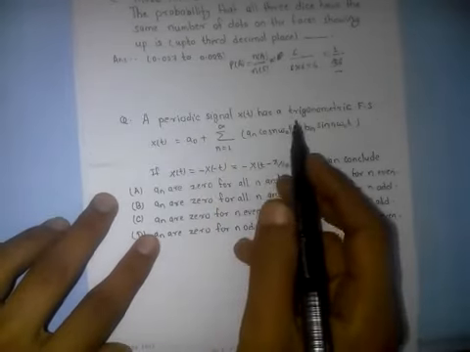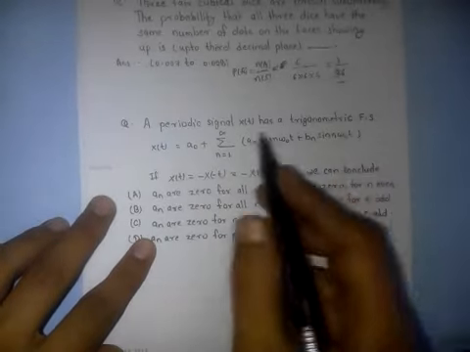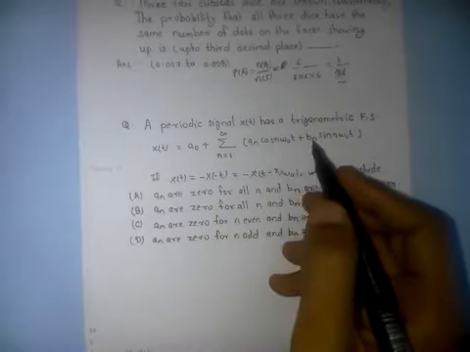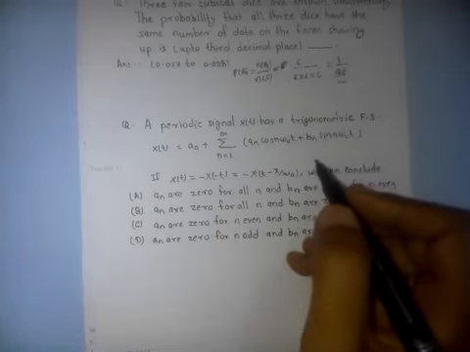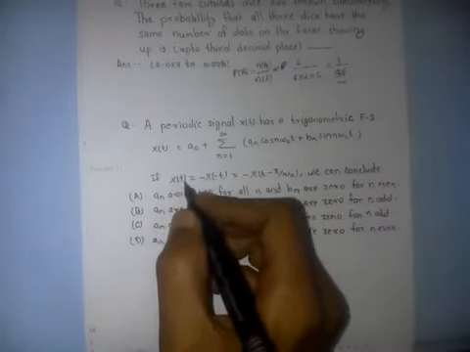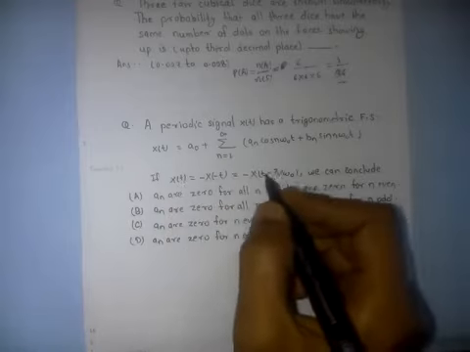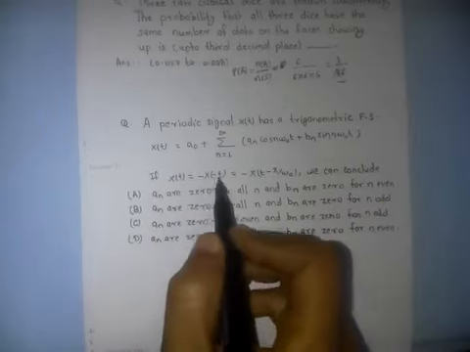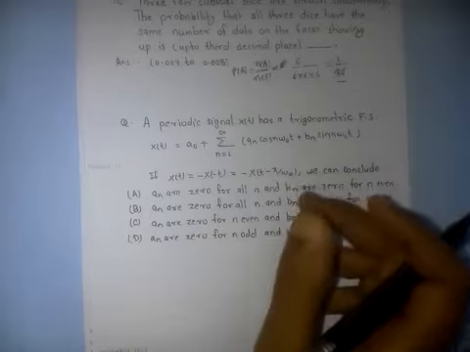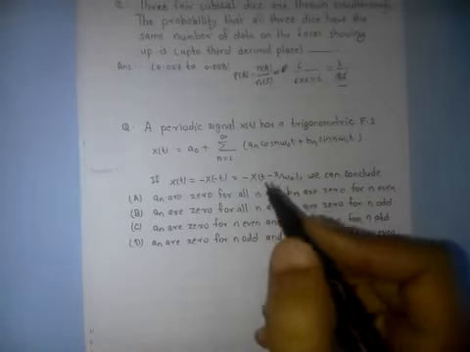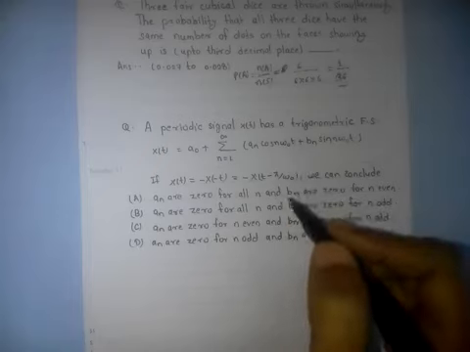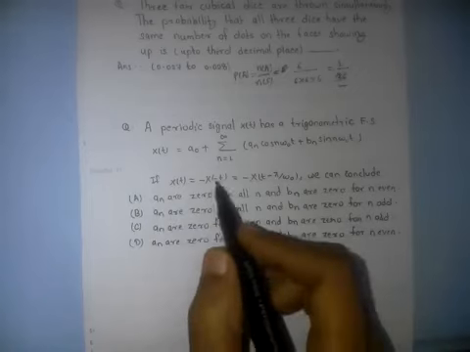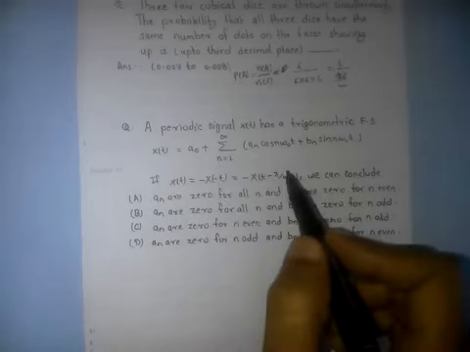A periodic signal x(t) has a trigonometric Fourier series x(t) equal to a naught plus summation n equal to 1 to infinity a n cos n omega naught t plus b n sin n omega naught t. So here it is given x of t equal to minus x of minus t equal to minus x of t minus pi by omega naught. So we can conclude the signal is odd as well as half wave symmetric. Which statement is true for this type of signal?